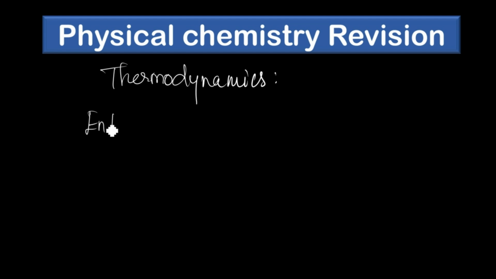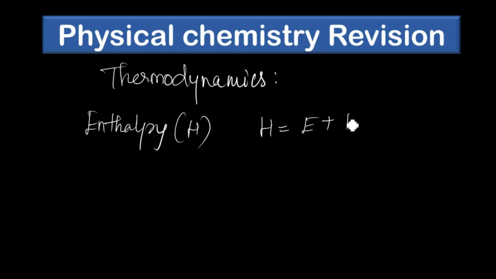Let's start with enthalpy. So enthalpy, which is denoted as H, is nothing but the total heat content of the system at constant pressure, isn't it? So H is equal to E plus PV. Or if they are asking for the change, then that would be delta E plus P delta V.